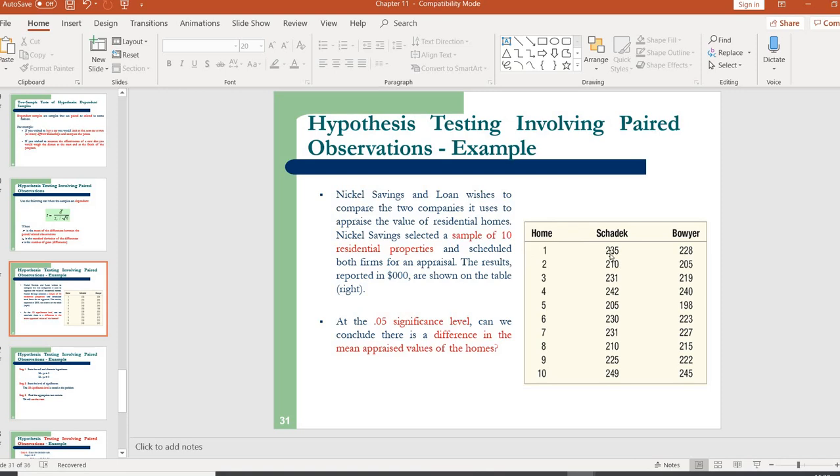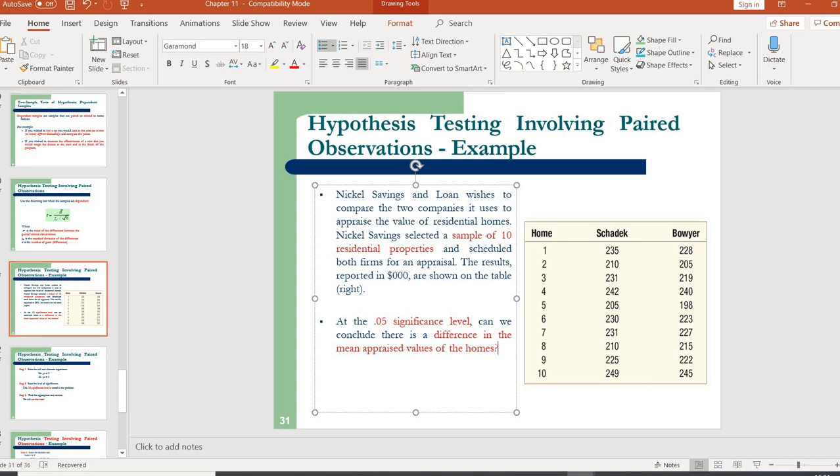For home 1, this is the price from the Shadek company, and for the same home, this is the price from the Voya company. The results, reported in US dollars, are shown in the table as I have explained. At the 0.05 significance level, can we conclude that there is a difference in the mean appraised value of the homes? Can we conclude that there is a difference in the means for these two companies? That is the question.